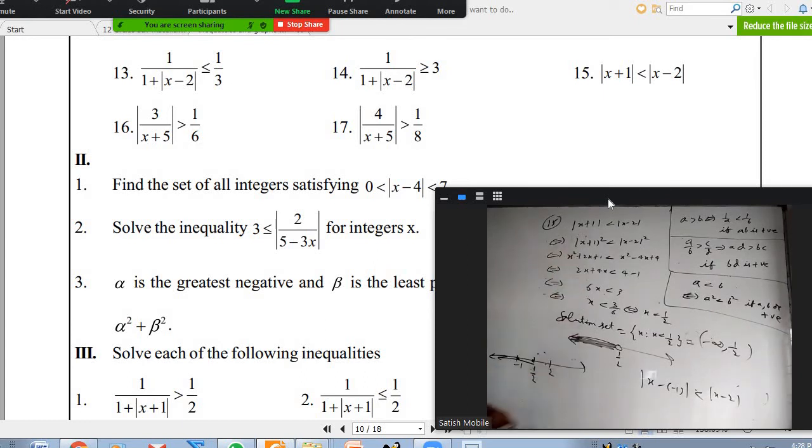So without writing all these things, we can visualize what is happening on the number line. 1 by 2 means these two are equal. More than 1 by 2 means this is smaller, this is bigger. Less than 1 by 2 means this is smaller, this is bigger, about the distance.